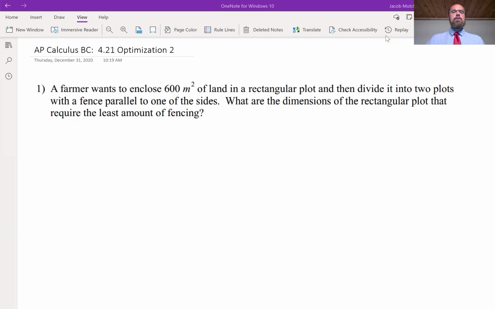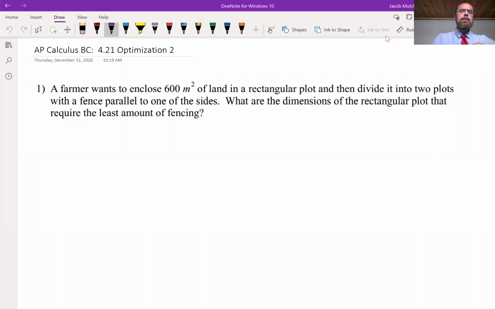Here a farmer wants to enclose 600 square meters of land in a rectangular plot and then divide it into two plots with a fence parallel to one of the sides. Our task is to find what are the dimensions of the rectangular plot that require the least amount of fencing. So anytime you see this least or greatest, really that tells you you're dealing with an optimization question. So we'll start off by drawing a diagram.